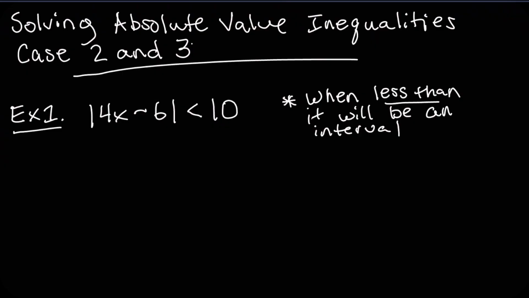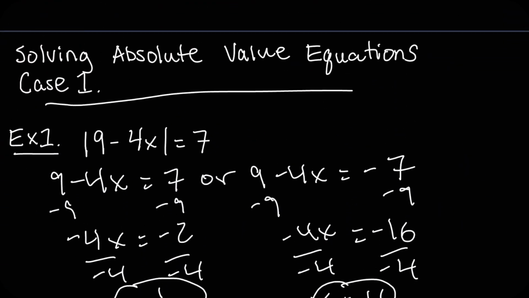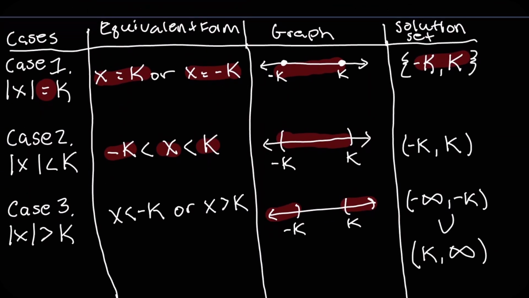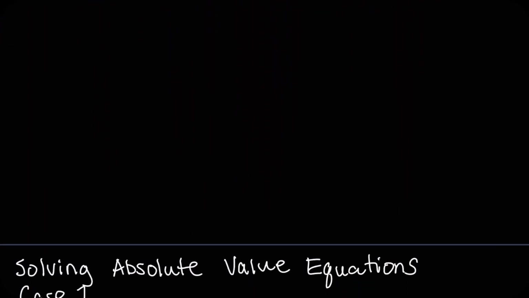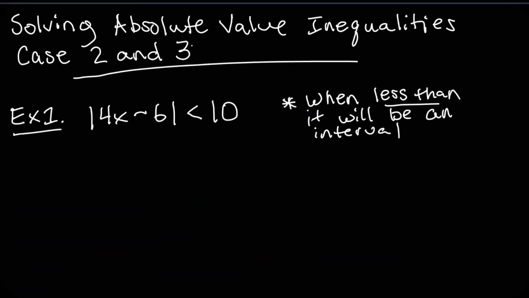Another case that we'll have is when we have inequalities from our cases 2 and 3. If we go back up, we have cases 2 and 3, which is when the absolute value of x is less than k, or when the absolute value of x is greater than k. So let's go ahead and take a look at this one.